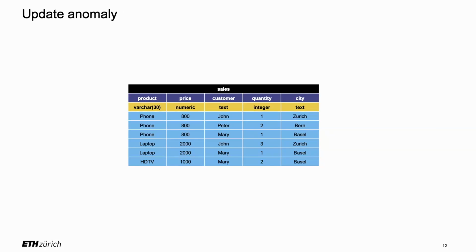Imagine that you want to update the price of the phone. So imagine there's inflation, right? Maybe not that much in Switzerland, but still a bit of inflation. So imagine you update the price of the phone here, you make it 150. But the problem is that at other places, it's 800. So now the price is becoming inconsistent, right?